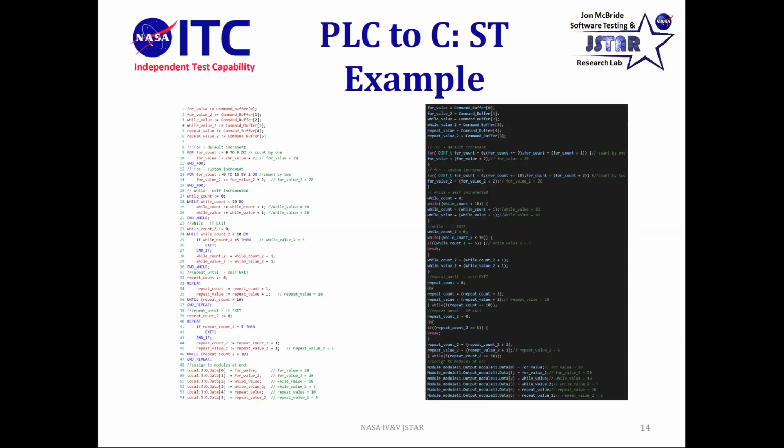Here's an example of the ST to the left and the equivalent C on the right as it's translated. While there are a few minor things that are a little different, it's essentially just identifying tokens and then translating them to C. Okay. Next slide.